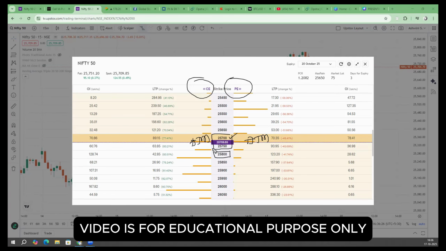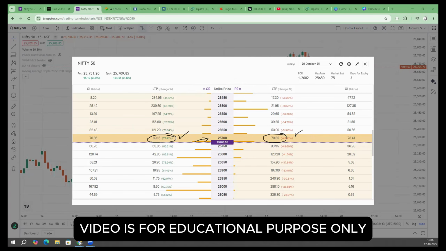This is the at the money strike. If anybody asks you what the at the money strike is, it is 25,700. For the call side, it is trading around 89 rupees or close. The last trading price was 89 rupees. Whereas if anybody asks you about the 25,700 put, 70 rupees is the at the money.